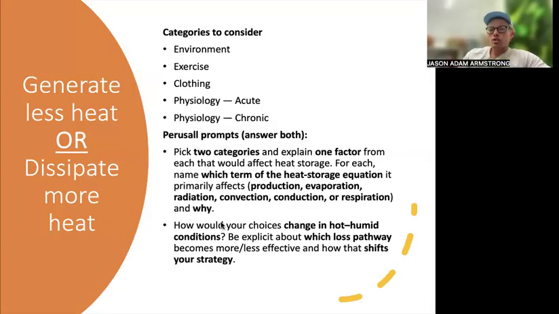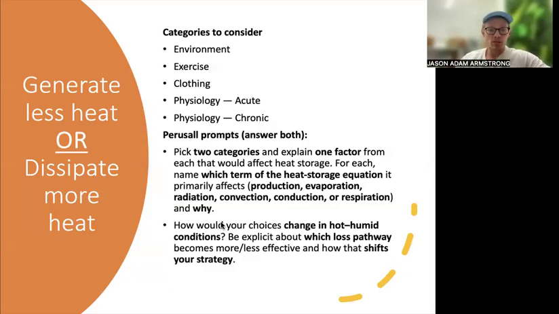So now I want you to spend some time, and I'm not even going to go over this, but I want you to consider it. So we're generating less heat or dissipating more heat. That's the only way to decrease heat storage. So I want you to consider environmental factors, exercise factors, clothing factors, physiologic factors, both acutely and chronically, and how those might impact generating less heat or dissipating more heat. And if you see a classmate that has already commented on one of the categories that you thought of immediately, comment on a different category. I want to generate some discussion here.